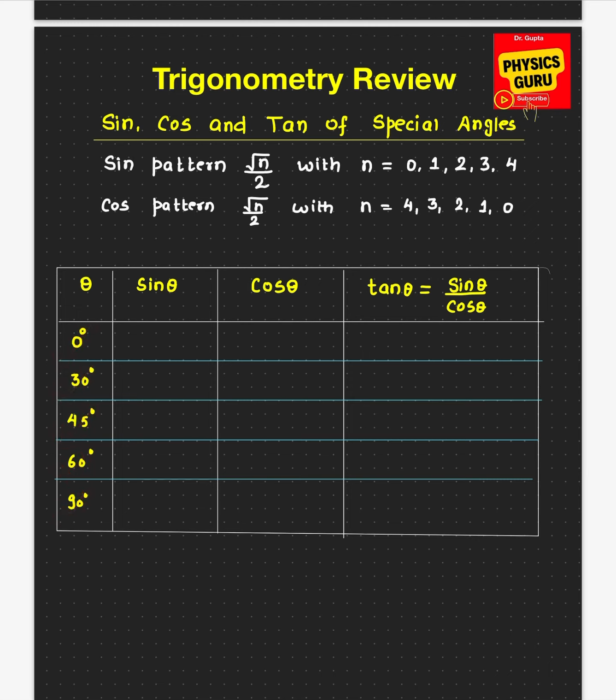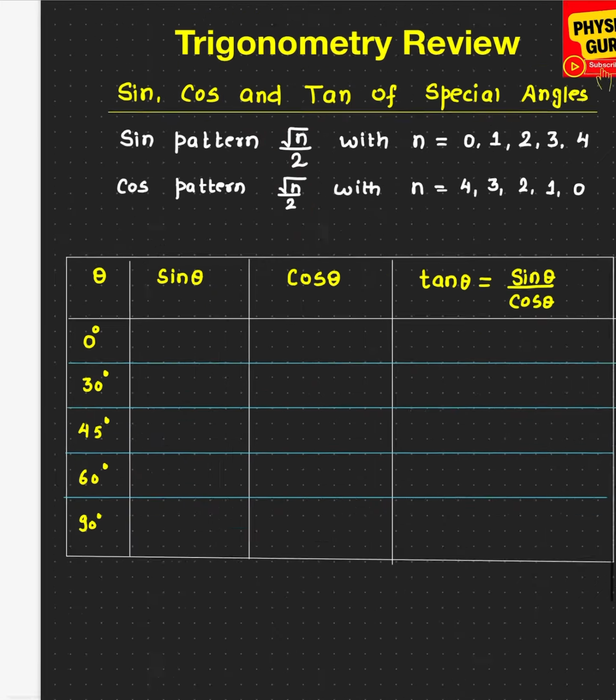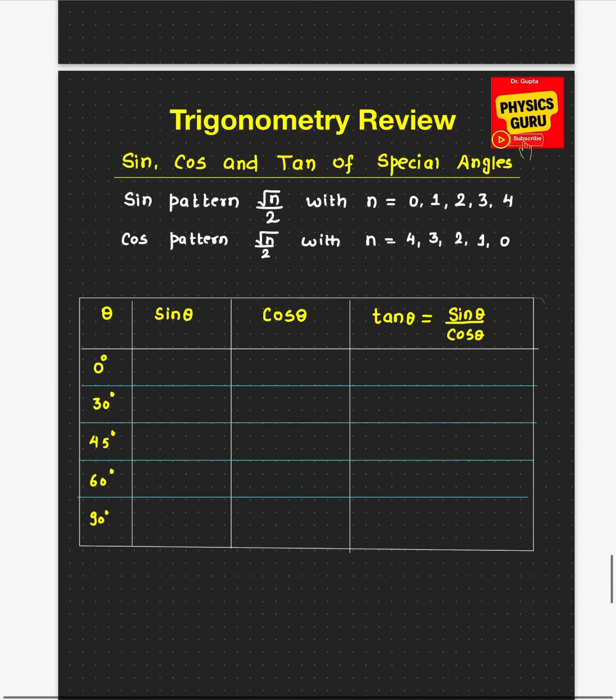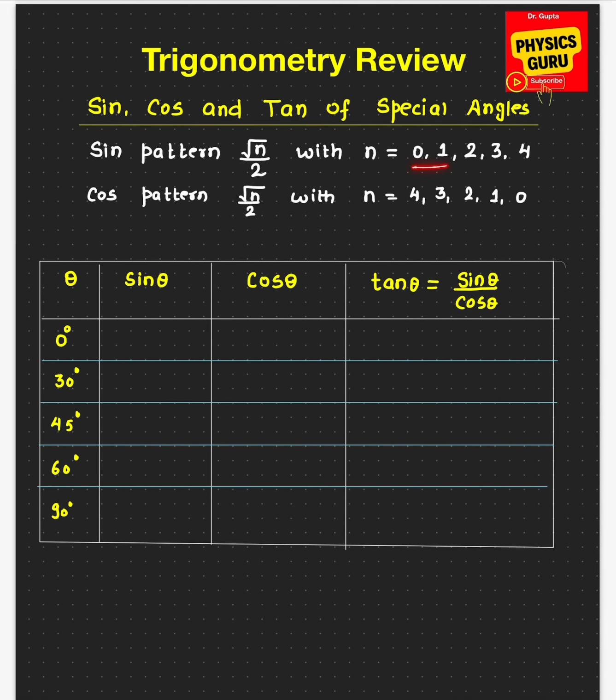All right. If you have to find sine theta, the sine and cosine follow this pattern here: root n over 2. For the sine, we go in increasing order, 0 to 4, and for the cosine, we go in decreasing order. So let's see what this means. First we have root n over 2. The first number is the square root of n over 2, and n is 0, so it is 0 divided by 2, and you will get 0.